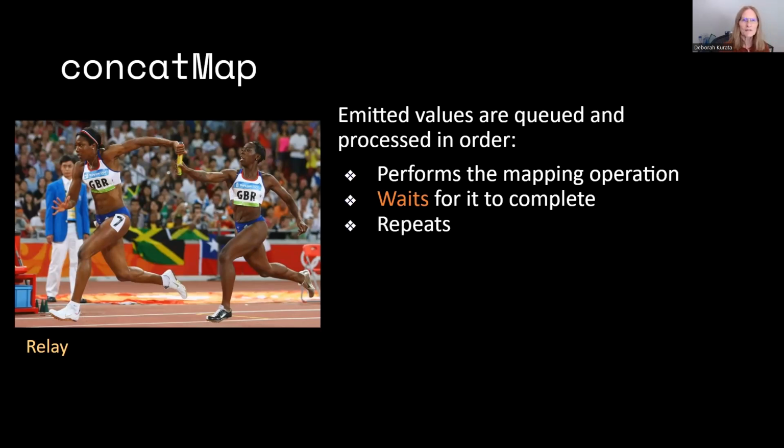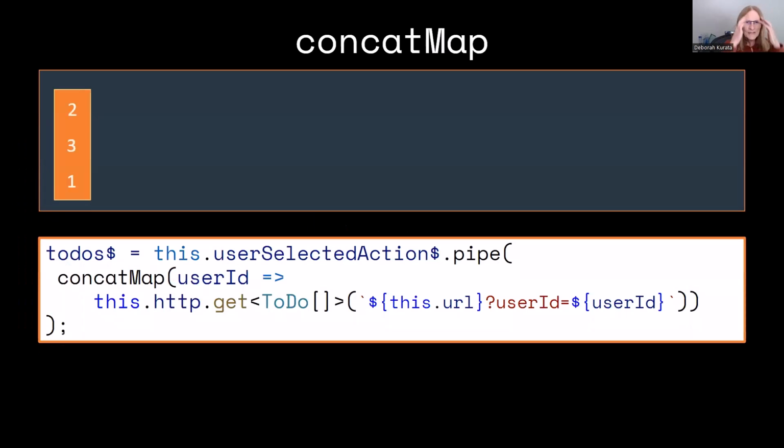And then it repeats. That second runner runs up. That third runner cannot start until that second runner is complete. So it retains that order. That first runner never gets ahead of that second runner. So let's look at that example in more detail. So here we're going to go back to our to-dos, and we have our user selected action again, and we're going to try out the concat map.